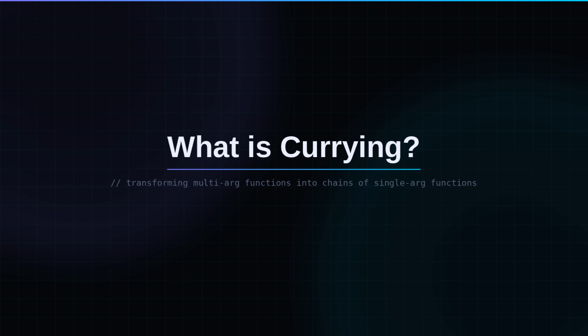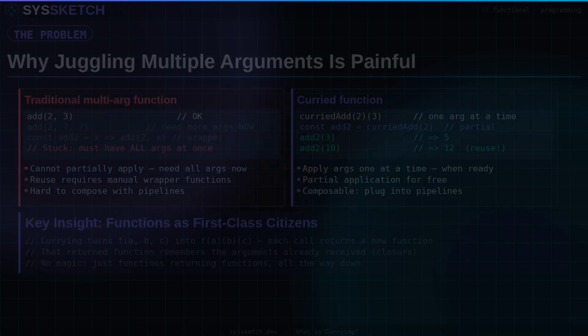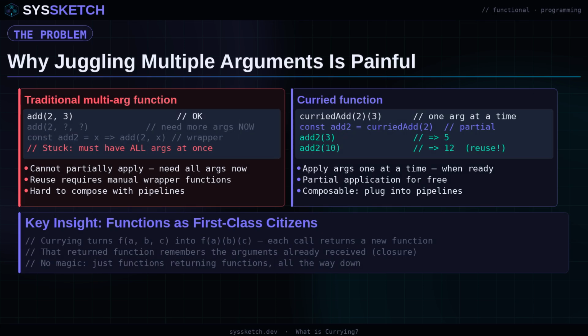Currying is the idea that instead of collecting all arguments at once, you collect them one at a time, each call returning a new function ready for the next argument. It is one of the foundational ideas in functional programming, and once you see it, you will spot its fingerprints everywhere. Here is the pain point currying solves.